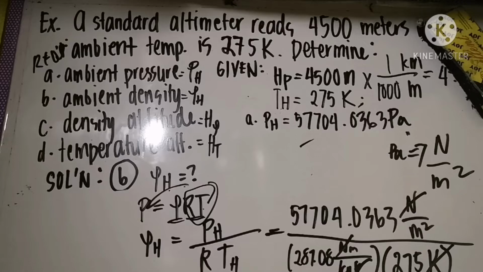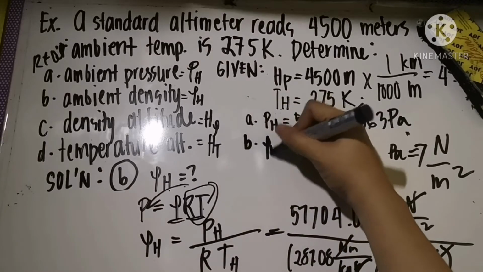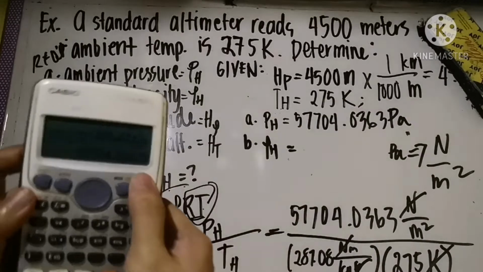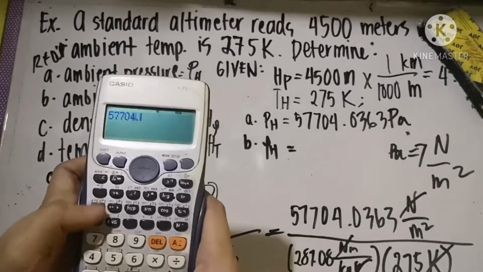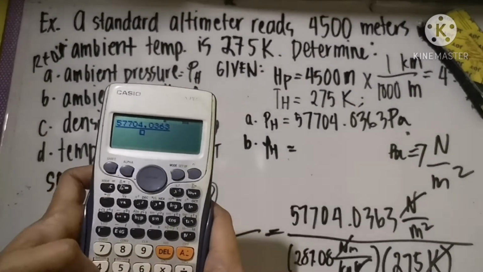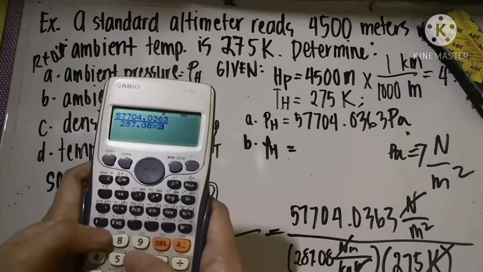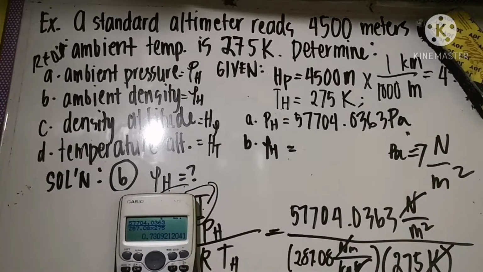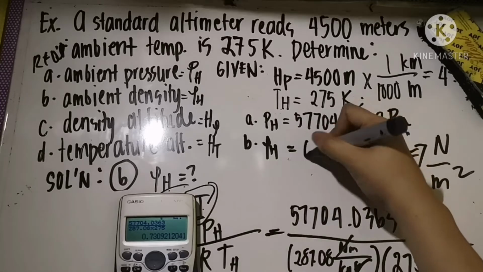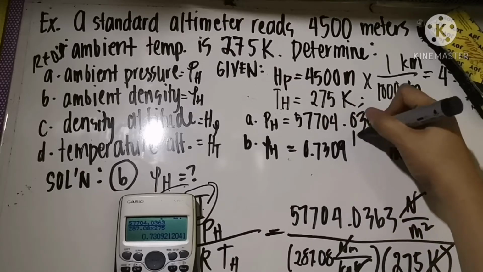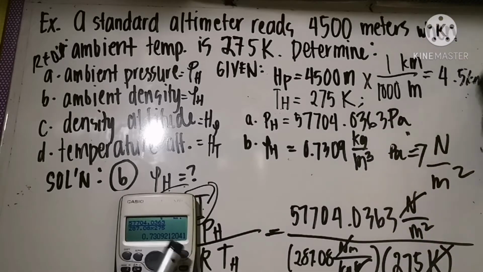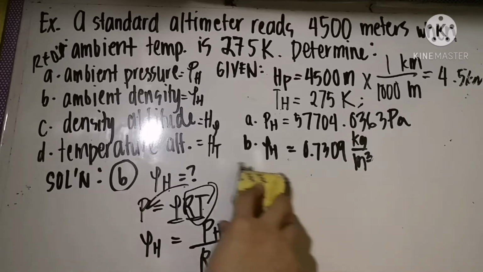So, magiging density mo at that altitude, or ambient density, is 57,704.0363 divided by 287.08 times 275, which will be this one, kilogram per meter cube. So, meron na tayong dalawa. Diba? Parang super tricky ng problem.